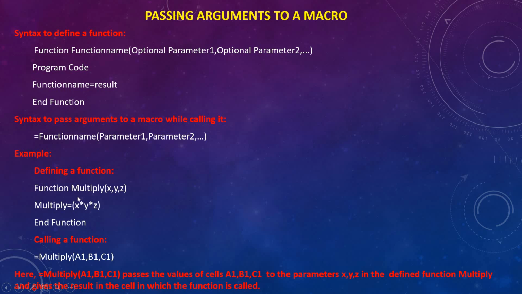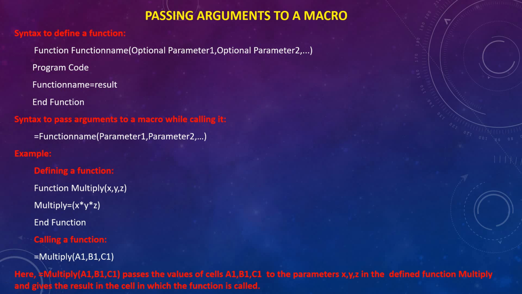For example, we have to create a macro to multiply three values. So we need to pass three parameters and then write the function for what we want to do. Multiply is the function name given here, and it is used here as a variable. Then in the spreadsheet we need to call it. The same name, multiply, is given with the cell references. Whenever we call a function, it uses the values of the cell references and passes them into these parameters. Then the result is calculated and is there in the cell where we have called it.